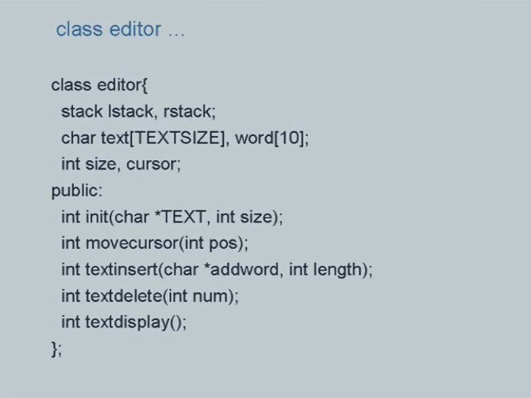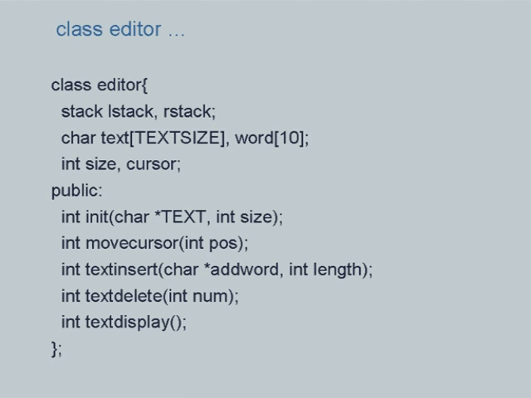So this is how I define the private data, and in public I define all the interface functions. So for example, there is an init function which I have defined, which takes the text array from me in which I have the text to be edited. It takes its size. Notice that this time the array is passed as a pointer, which is perfectly fine. We shall see how to handle that. Then I have int move cursor followed by int pause. So whatever position I give, the editor member function is supposed to move the cursor to that point.